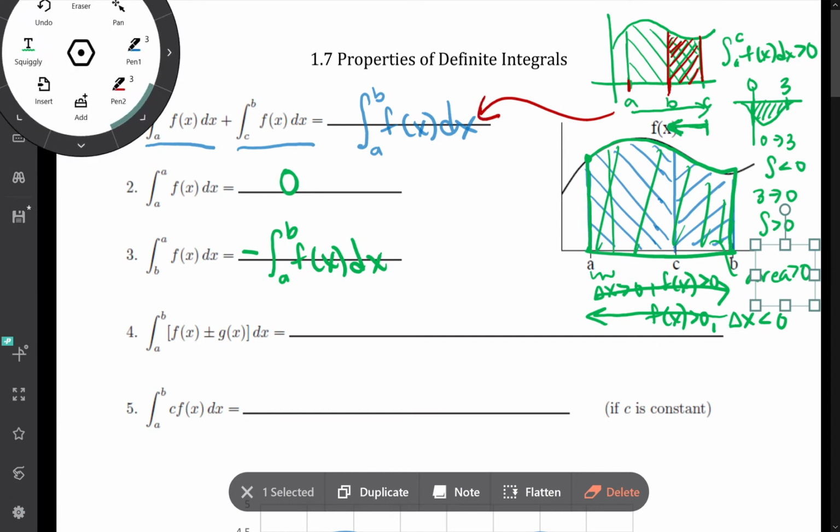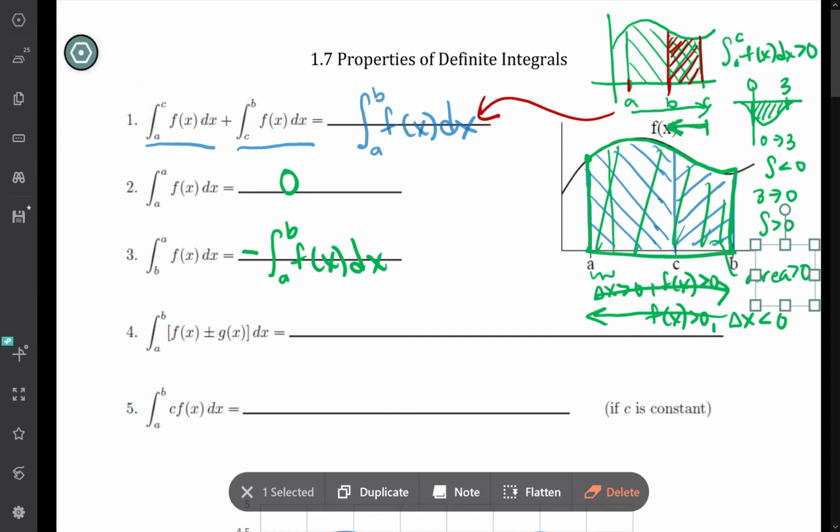I just think it's really cool to see that it is really intuitive if C is in the middle of A and B. It is equally true if C is not in the middle of A and B. It still works.